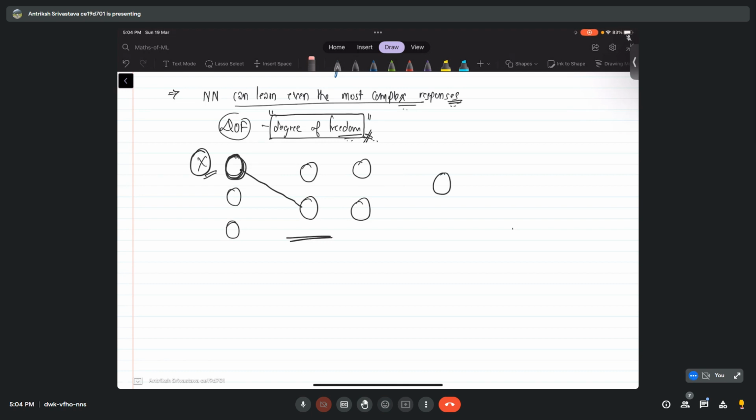So this is the first path. Let's try to use different colors. First path, second path, third path, and fourth path. So you see the number of ways in which this input can influence this output has just increased, right?